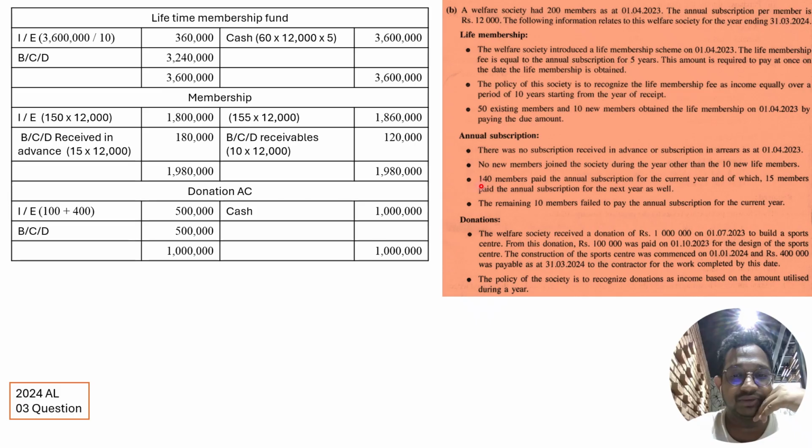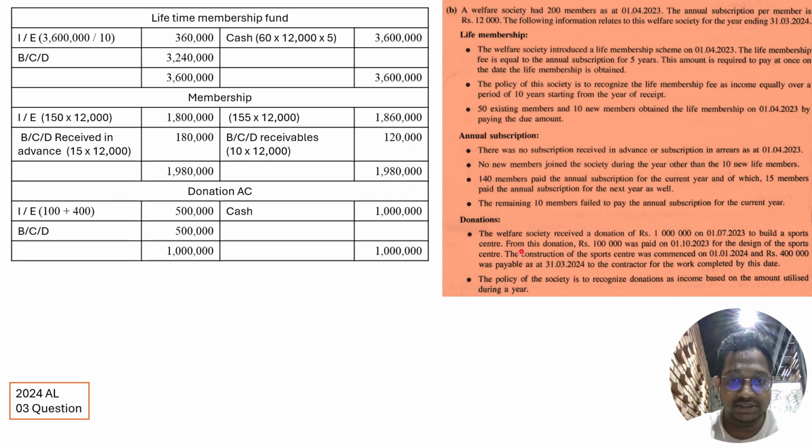So 140 plus another 15, the total amount that they received in cash is 1,860,000, which means that 15 members' subscription you should identify as subscription received in advance, and then the other 10 members you have to recognize as subscription receivable. So that's how you should draft the membership account.